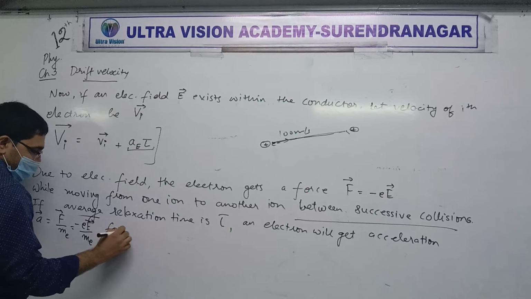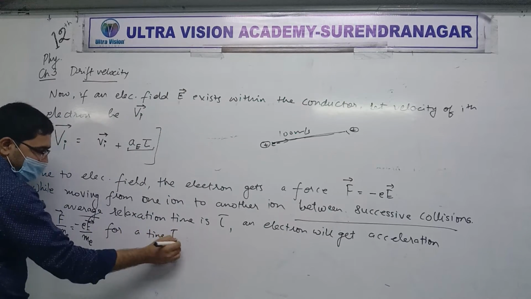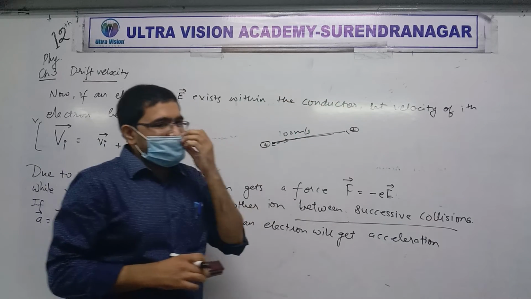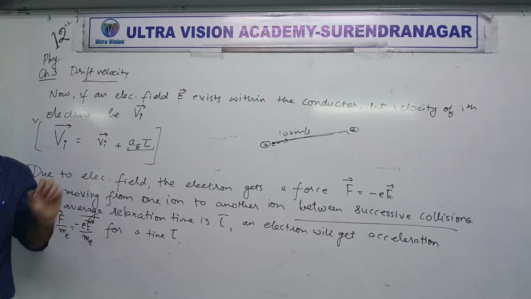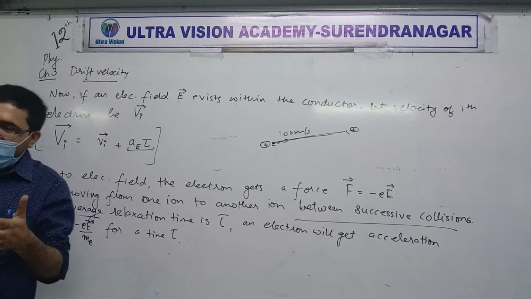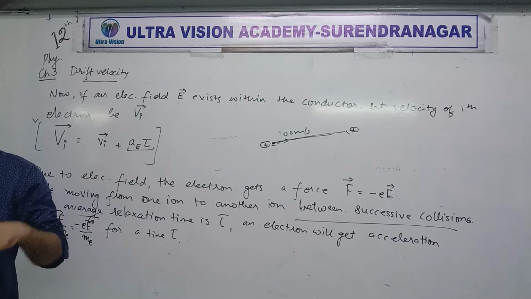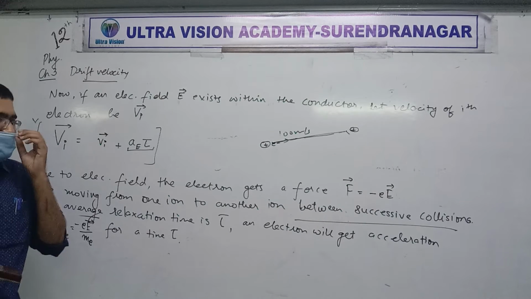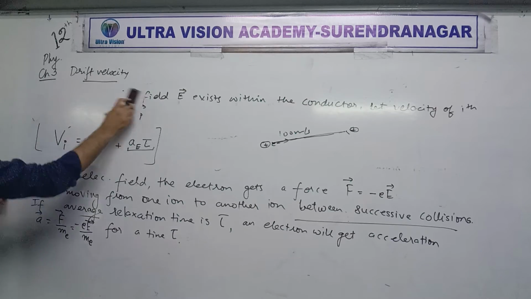for time tau. Why so? Because to go from one to the other ion, it takes a time tau. And that's why it will get acceleration only for that time. The moment it reaches the other one, everything is lost. And now once again the electron will start with a completely different velocity, different speed in a different direction. Okay, so now we can come to this point.